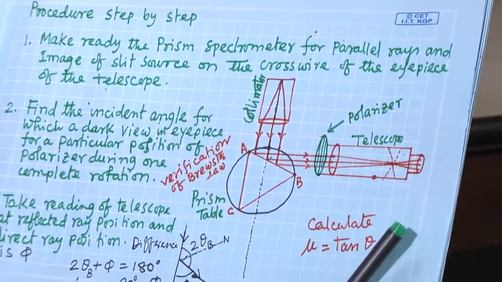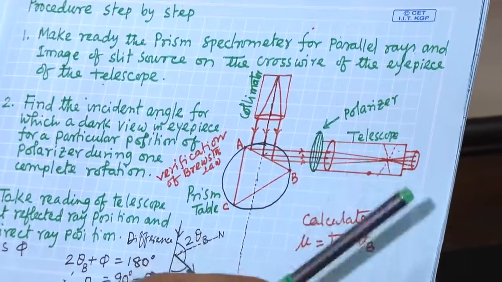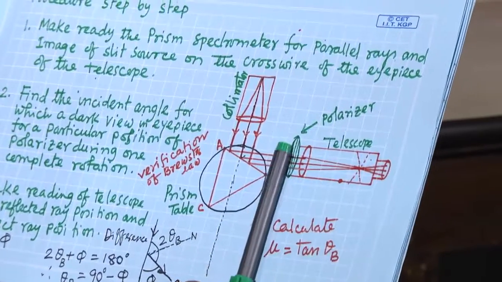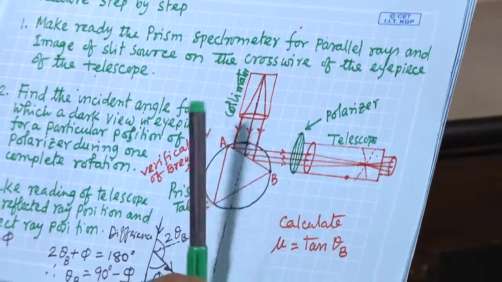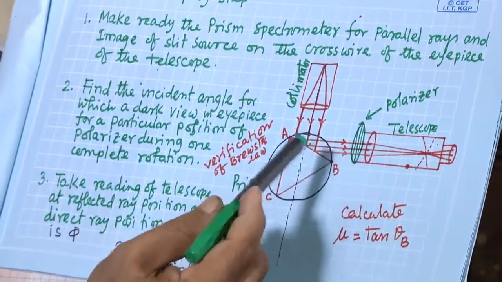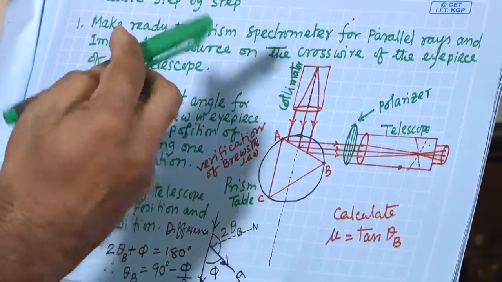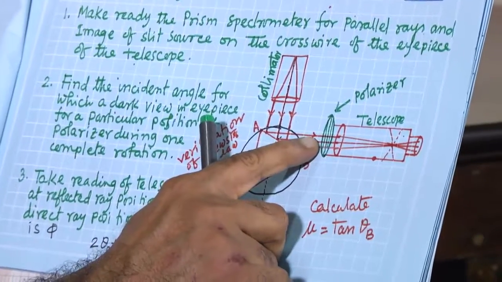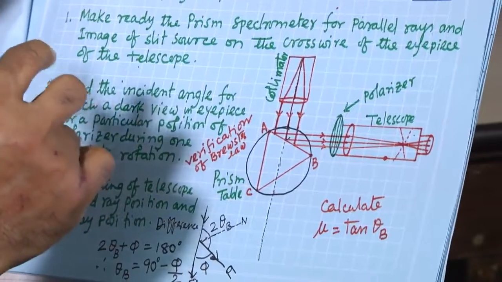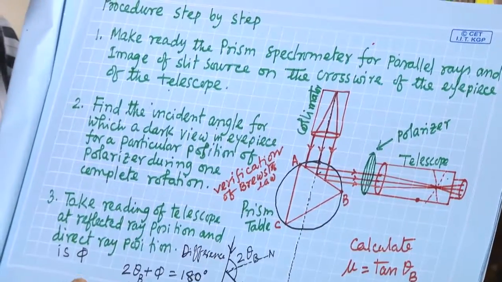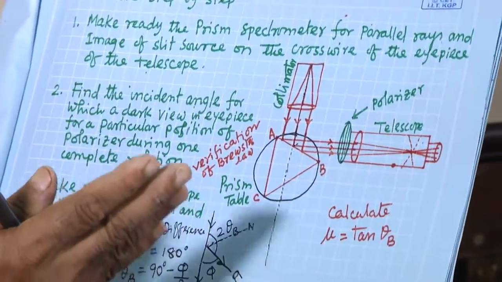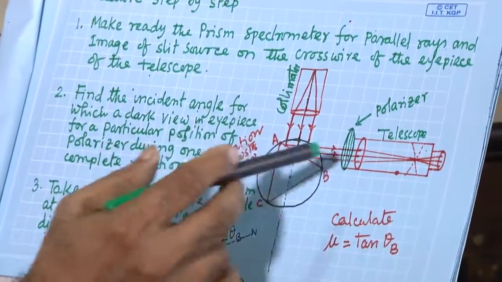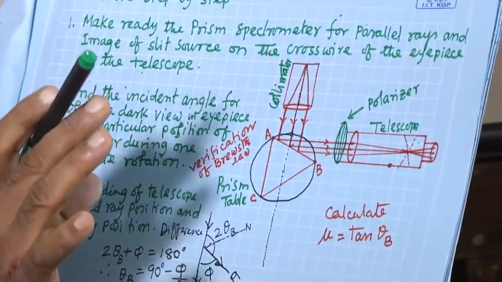To check that, what we have to do, we will use one analyzer or polarizer, okay, in front of this telescope. Now we will rotate this polarizer through one complete rotation. So if we see that the intensity is not changing, that means it's unpolarized. If the intensity is changing with rotation of the polarizer, then we can say that it is partially polarized.